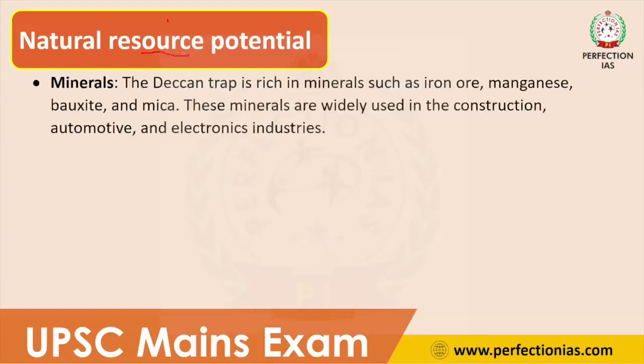Trap. The first and foremost natural resource potential is minerals. We all know that the Deccan Trap is rich in minerals such as iron ore, magnesium, bauxite, and mica. These minerals are widely used for construction activities, automobile industries, electronic industries, and also the iron and steel industries surrounding this region. Because of this mineral potential, most of India's industries were concentrated in this Deccan Trap region. So this is the first point.